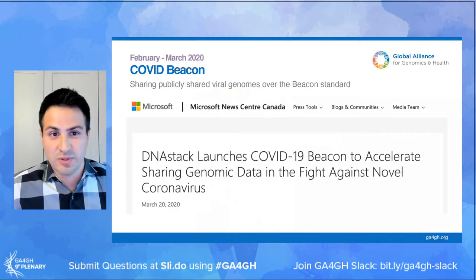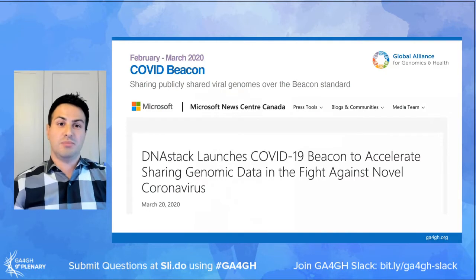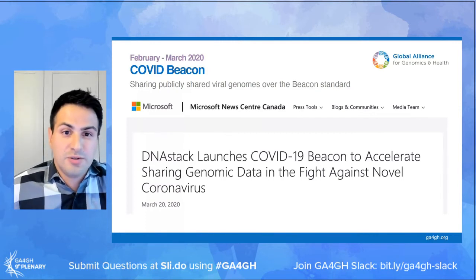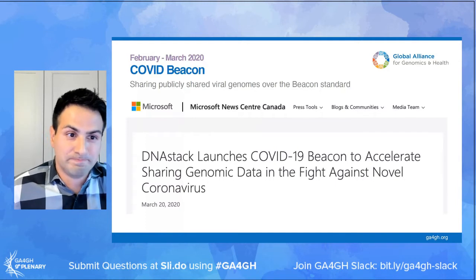So at DNAstack, as it was with other organizations, we made the difficult decision to halt almost all of our efforts and focus on COVID. And within a few weeks, we stood up a COVID-19 beacon. And this was aggregating every openly shared genome we could possibly find, doing assembly and variant calling and enabling variant discovery over the beacon protocol. Next slide.